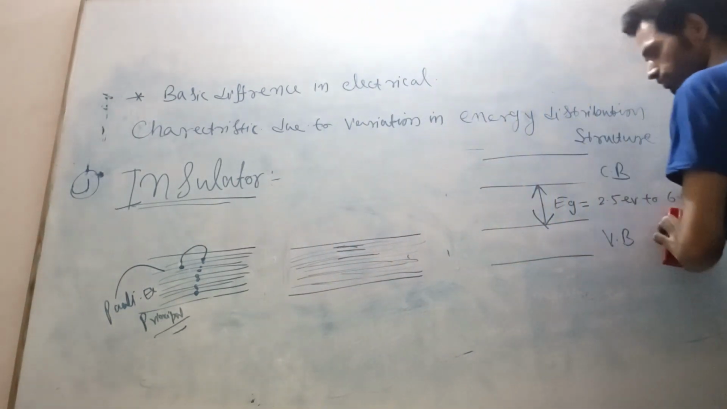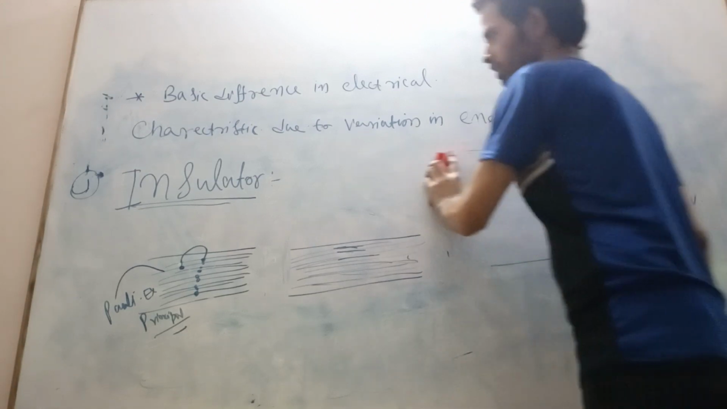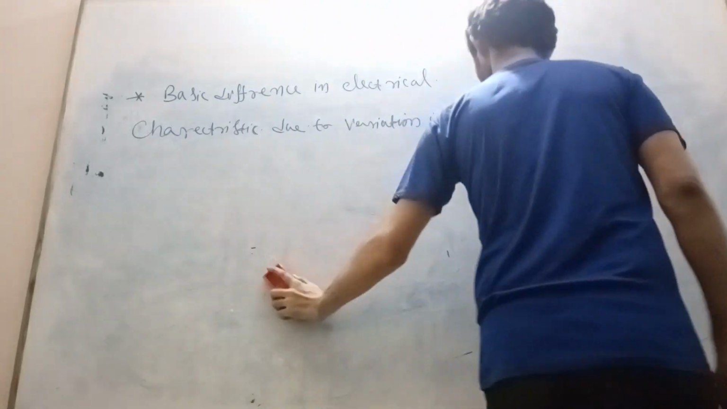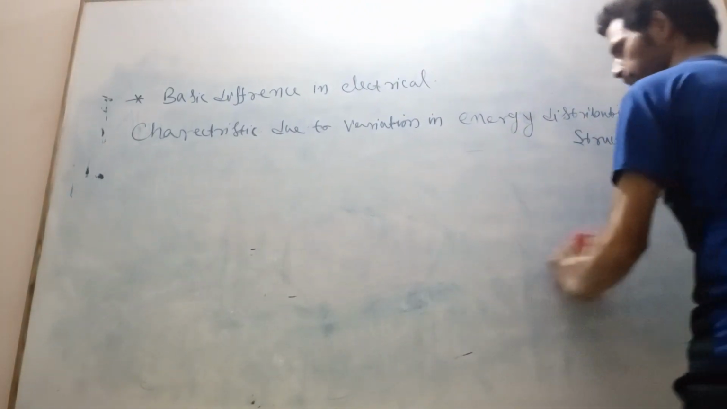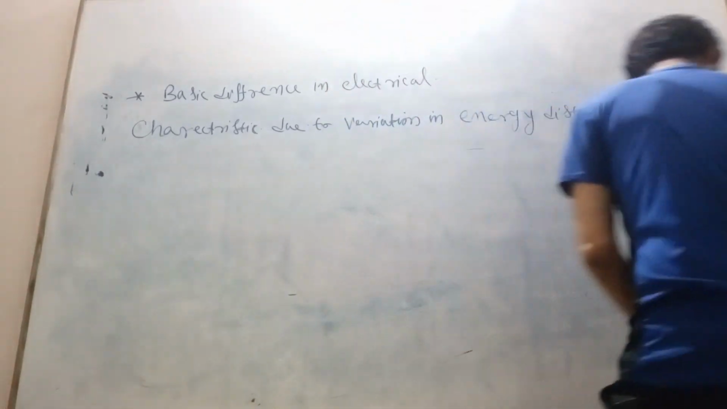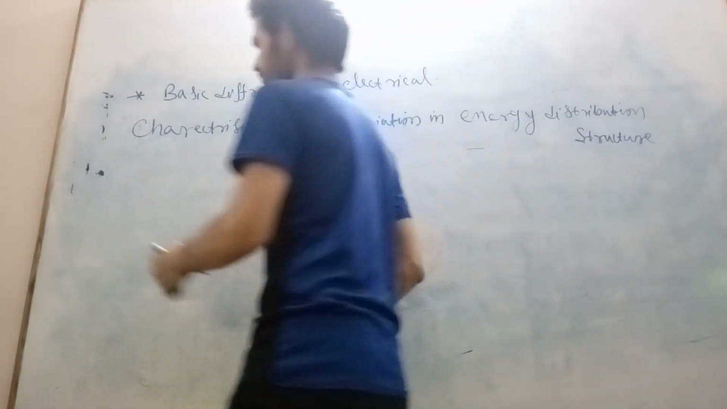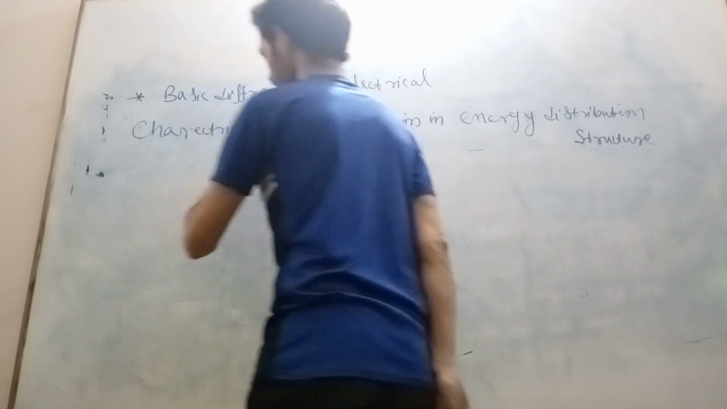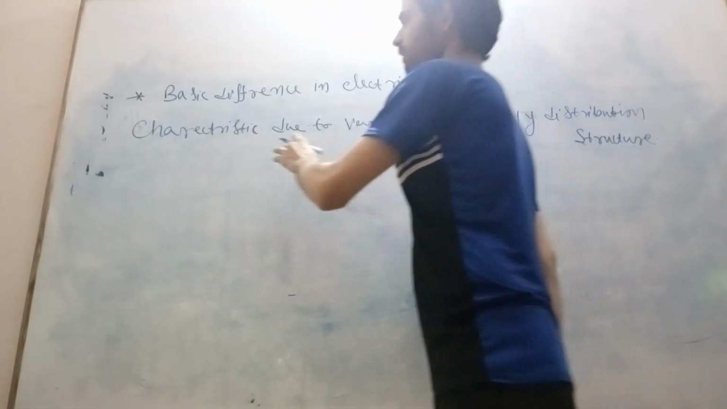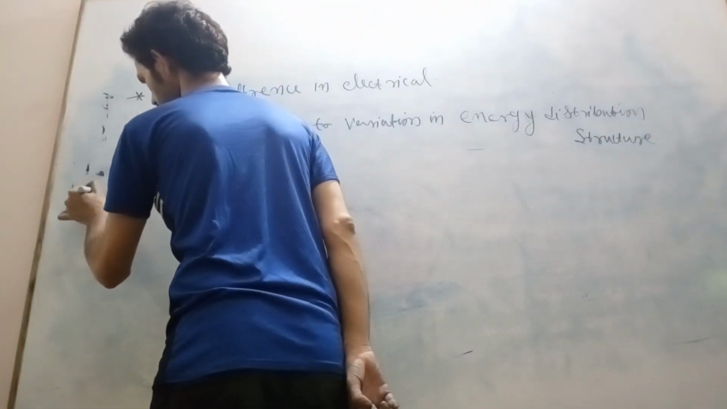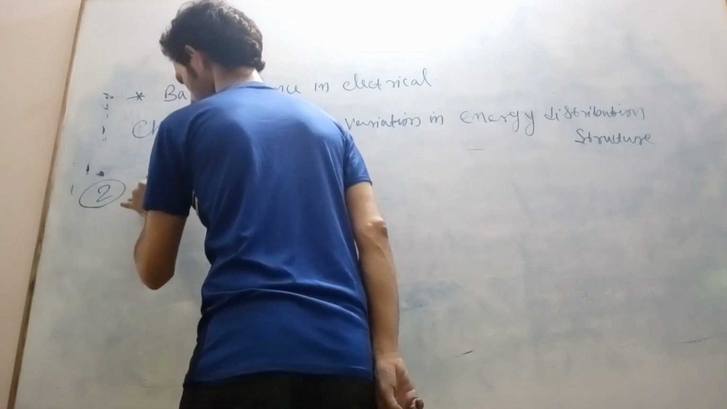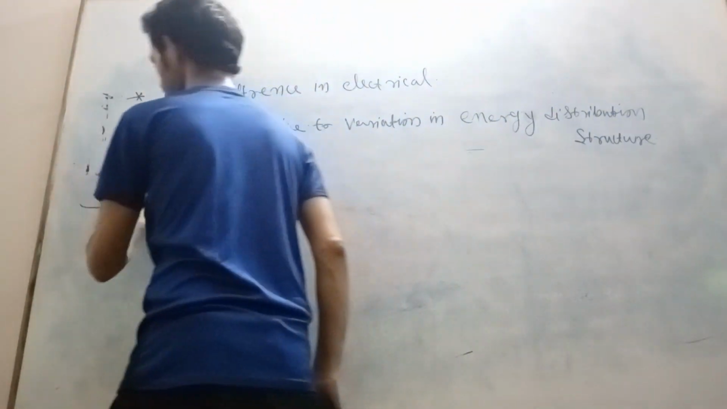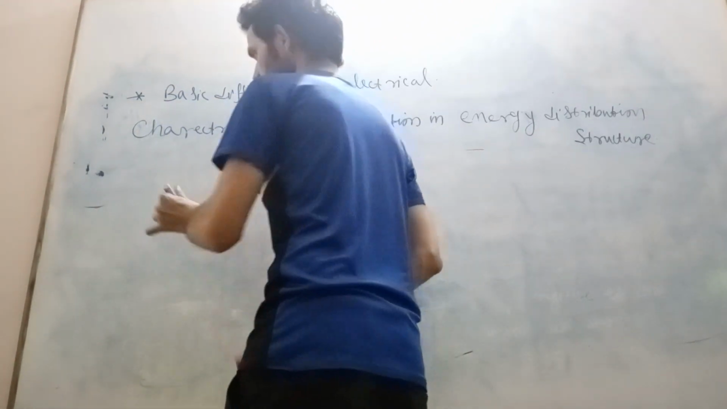Okay, so now we will see next is semiconductor. So semiconductor, we will see this in terms of electrical difference. Okay, so we are differentiating all the materials electrically. Okay, so this is my semiconductor. And one thing is there, the resistivity.